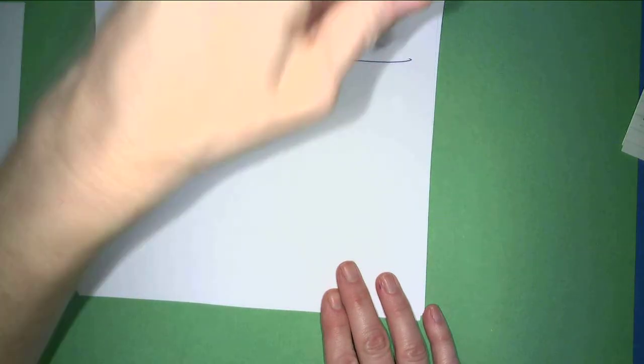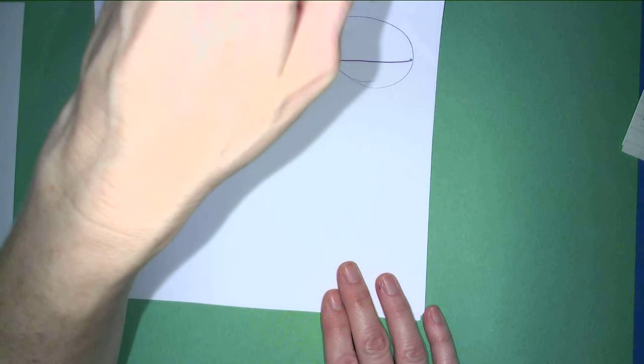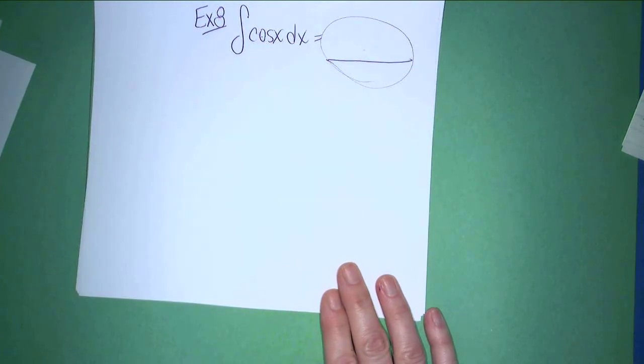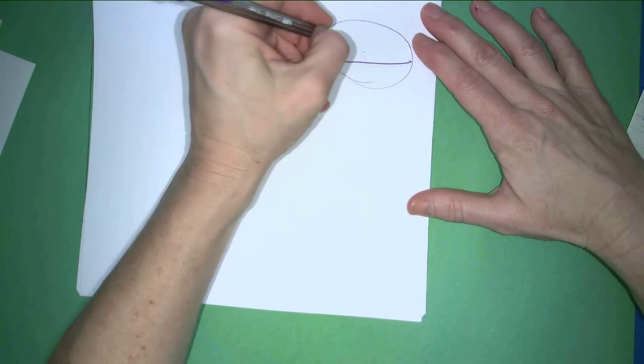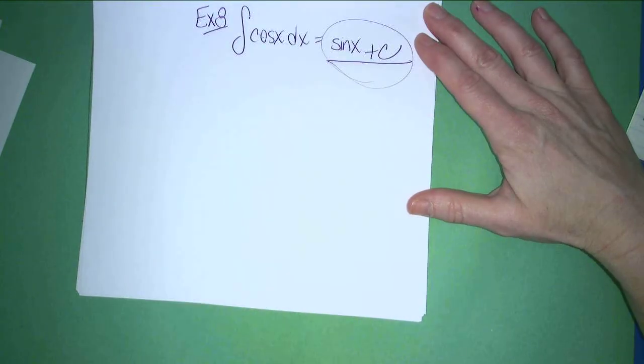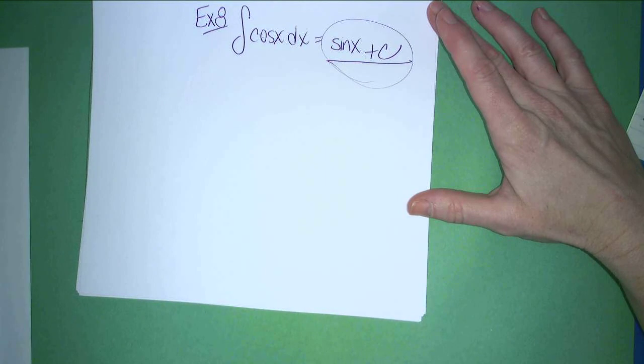You have to look at your answer and say to yourself, what trig function's derivative is cosine x? And if you have a good memory, you know that that's sine x plus c. So that's it for basic antidifferentiation.